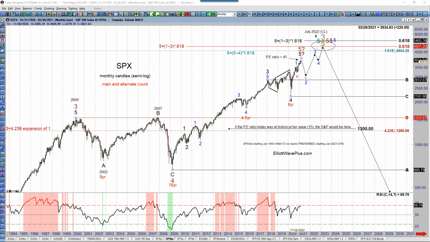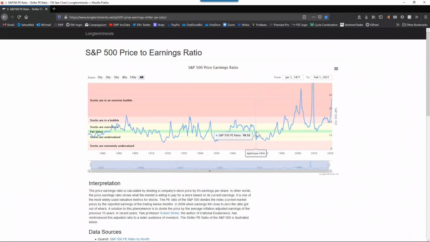It basically shows a band of fair value, this green band running right through here. That's a band of fair value, and I can tell you that band is somewhere in the 14 to 15 range. That is historically, going back over 100 years, considered to be a fair value on the S&P, 14 or 15. So let's just say 15 is the fair value.